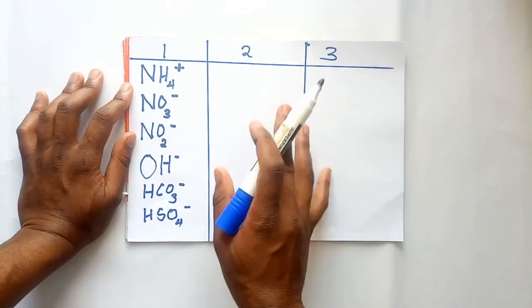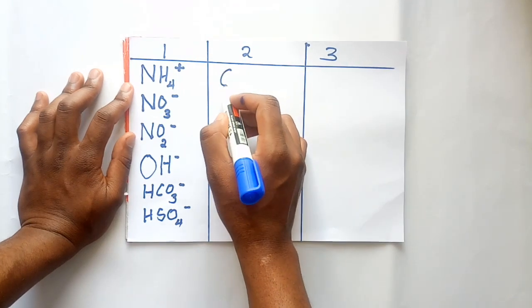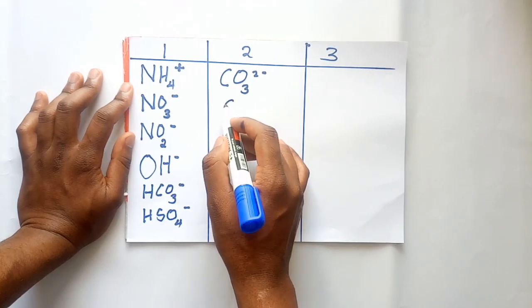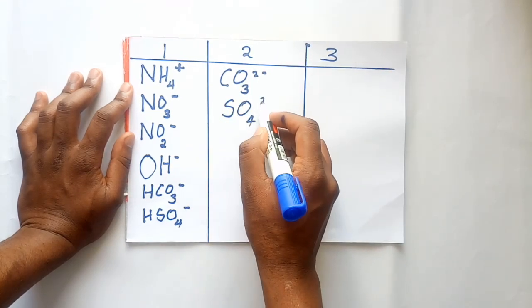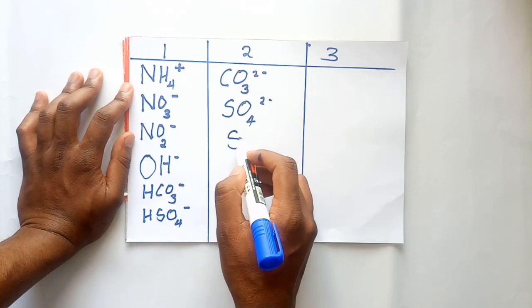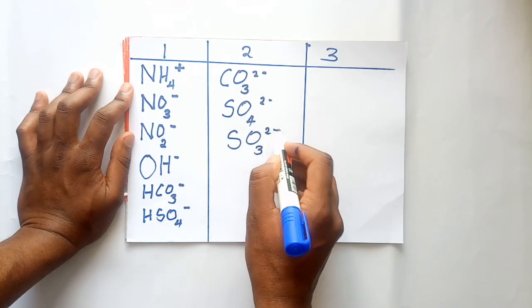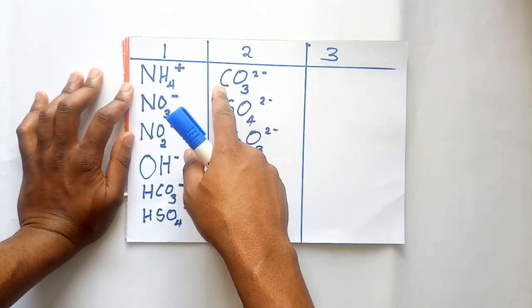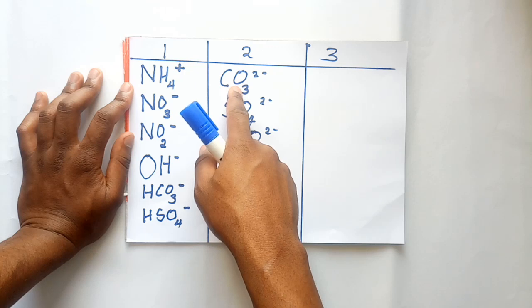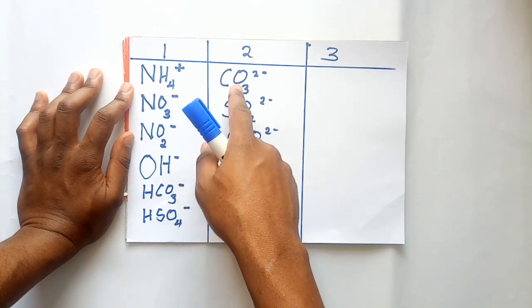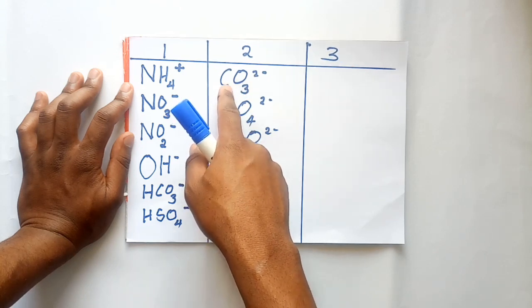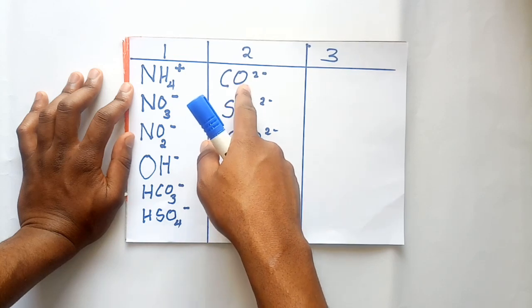Then let us go to 2. We have carbonate, we have sulfate, and we have sulfite. You note that I'm using capital C and capital O. Why? Because all these are different elements. So you must represent the element the way it's supposed to be represented. So I cannot write a capital C and a very small O, because that will not be carbonate.